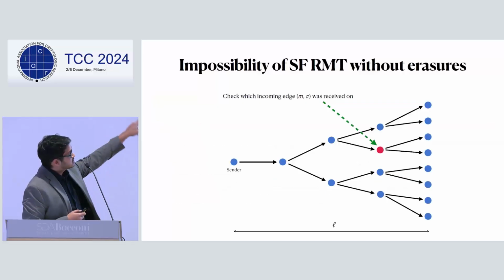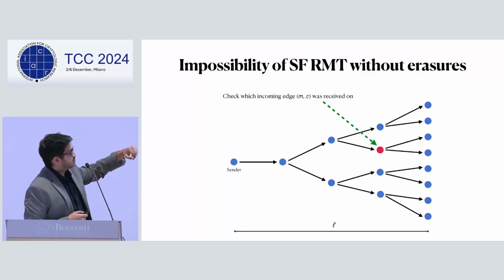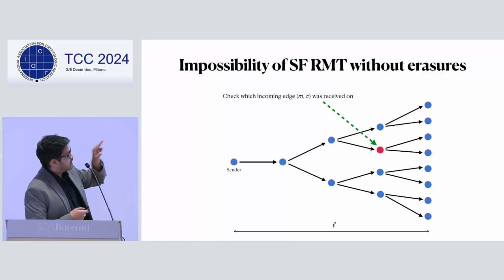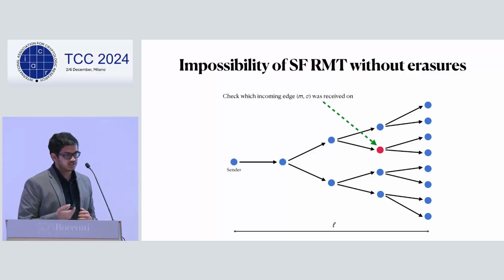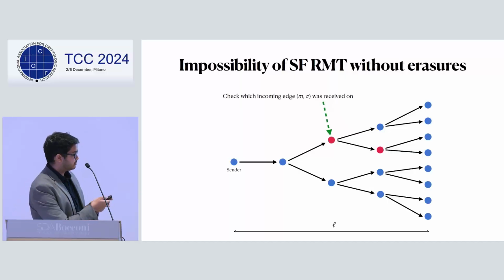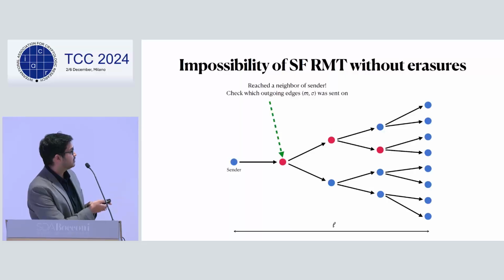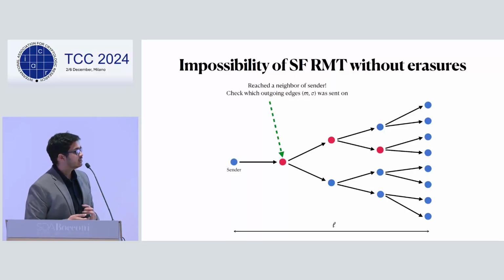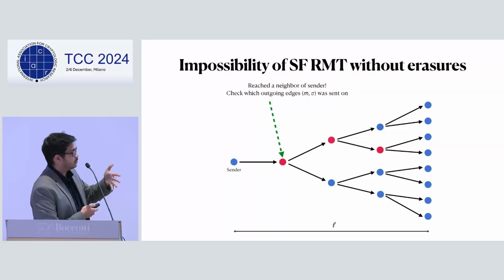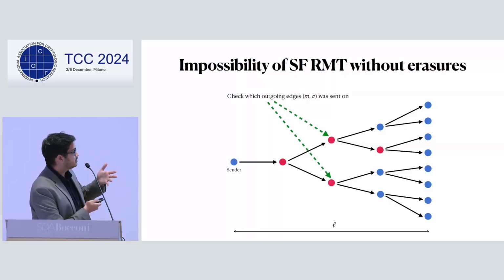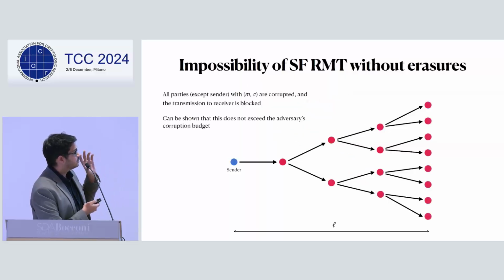So let's say there is this sender who has propagated its message into all of these nodes in the network, and then the adversary hits this one node in the middle. What the adversary can do, since there are no erasures, is check where this message came from, go back and corrupt that neighbor, once again check where it came from, go back and corrupt him. And now it has reached a neighbor of the sender, so what it can do now is check the outgoing edges where the message was forwarded. So it goes ahead and corrupts these two, then these four, and finally everyone is killed.